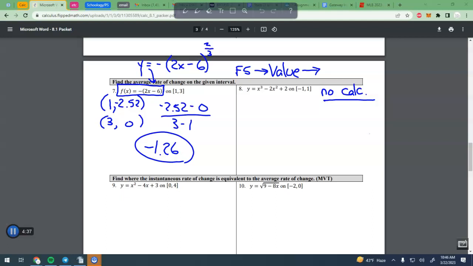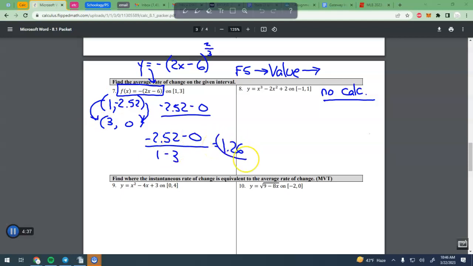I think I flipped it too. Yeah, you did. Why don't you say something? Because I did 2.52 minus 0, so I have to go the same direction. So it's positive 1.26. Thank you. Is that okay then? Like we're good getting the value in our calculator? Everyone's okay with that part?